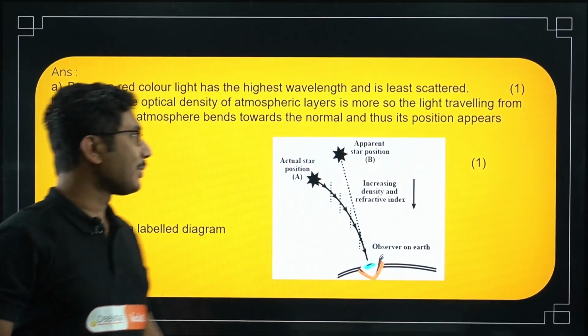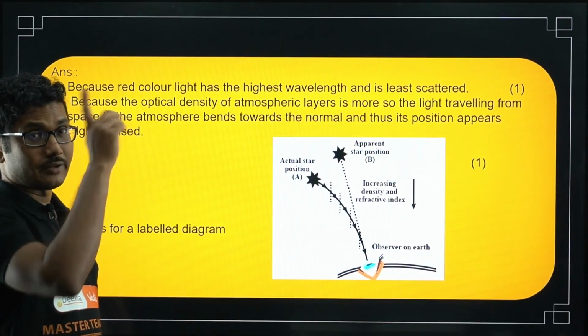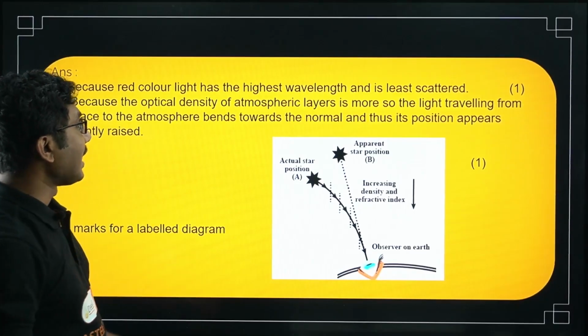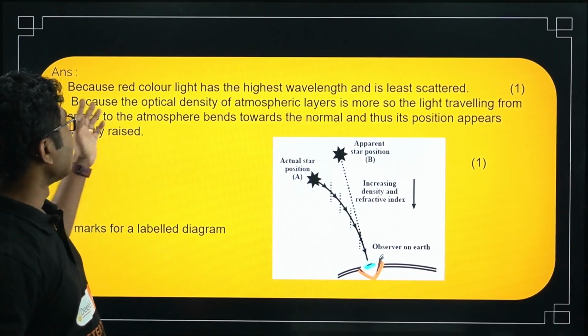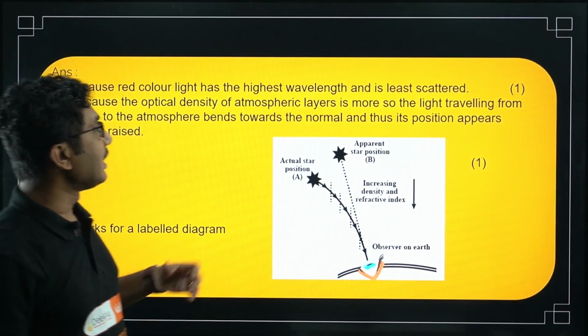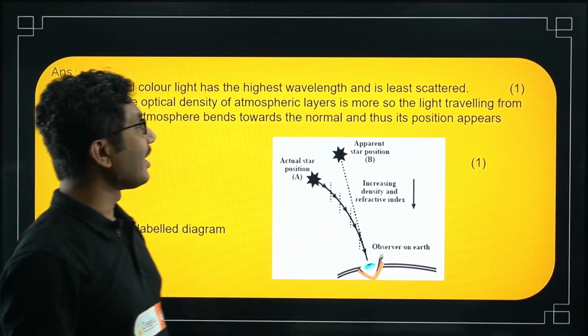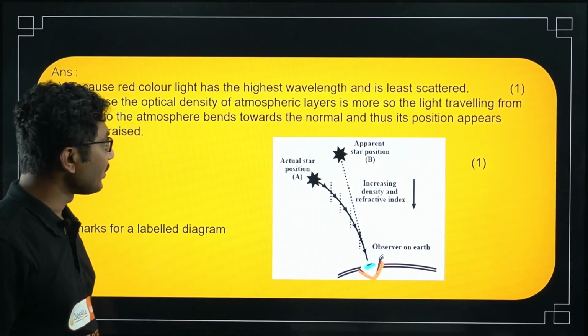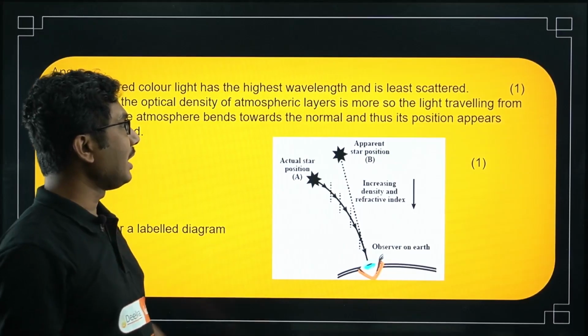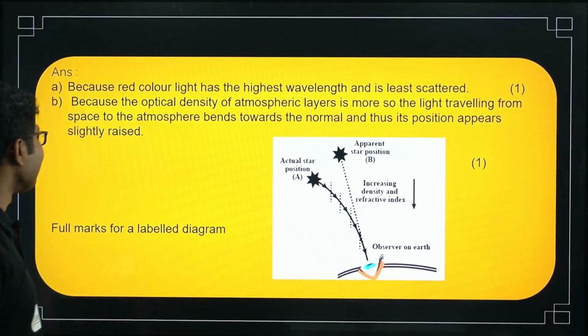Okay, why is it happening? And it goes for both sides of the sky, by the way. Why is it happening? Because the optical density of the atmospheric layer is more, so the light traveling from space to the atmosphere bends towards the normal, and thus the position appears to be slightly raised.